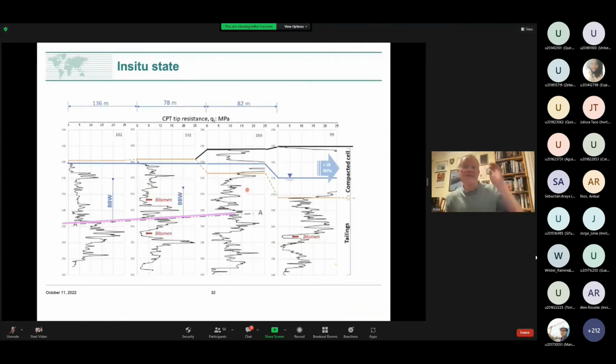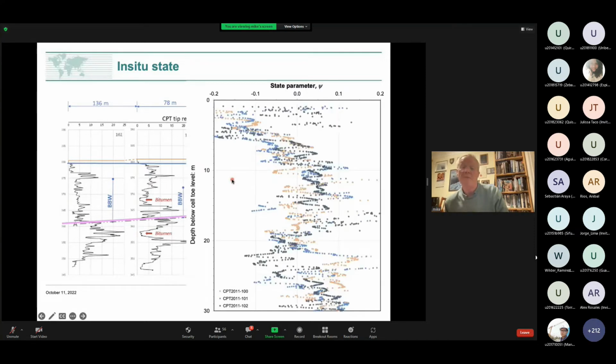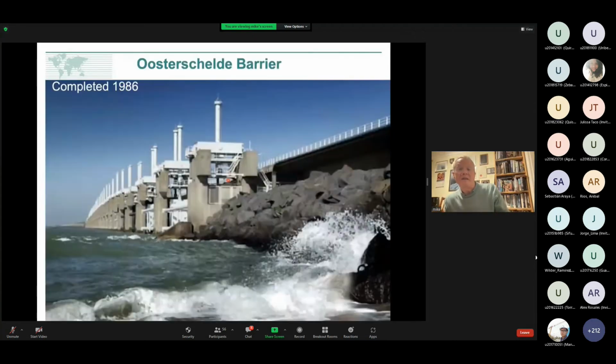So back to our cross section here. This is our CPT as I've introduced you to, and what we're going to now do is process these CPTs with the methodology I've described. And we do that, and we get this pattern here of state parameter versus depth, and you can see there's a lot of variability. What are we going to do about that? Well, how we deal with variability is this way. I've got to take you to the Netherlands.